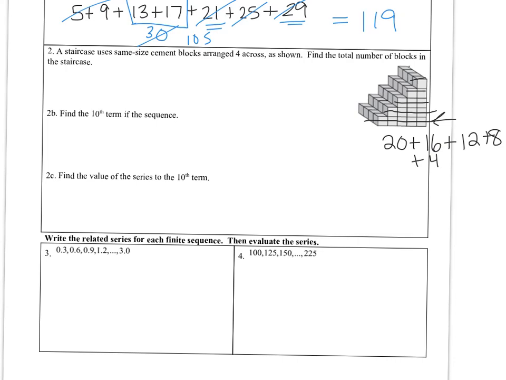So the total number of blocks is 12 plus 8 is 20. This is 20, so that's 40, plus 20 is 60. So there's 60 blocks.